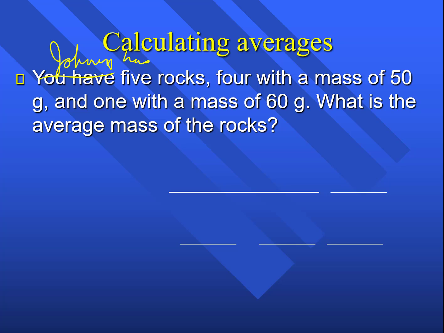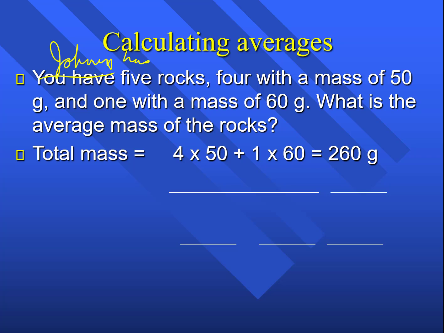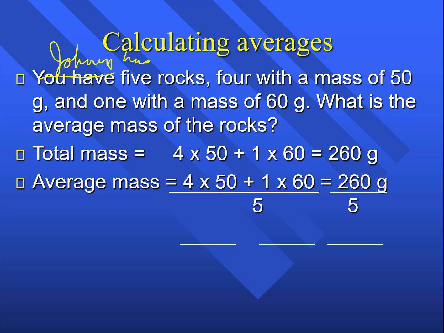First you had to total up how much the rocks weighed. So for the total, I did 4 times 50 plus 1 times 60. 4 times 50 is 200, plus 60 is 260, the total is 260. And then I took that total mass, and in order to find the average, I divided by 5. And I got 52. Everybody okay with that?